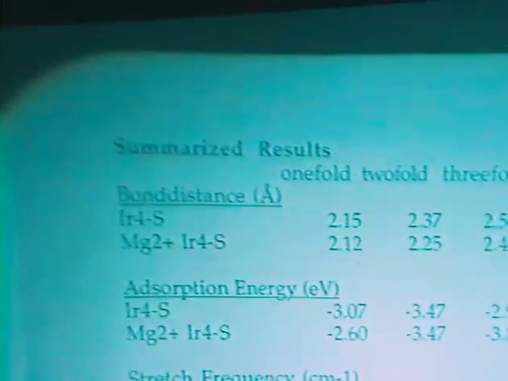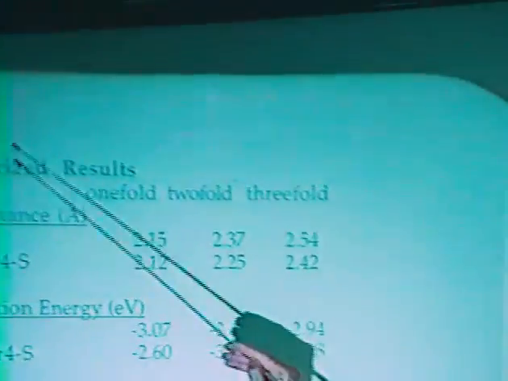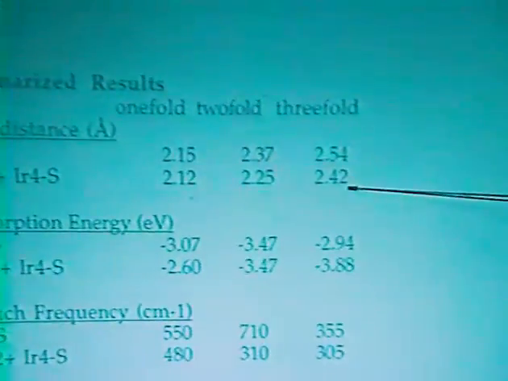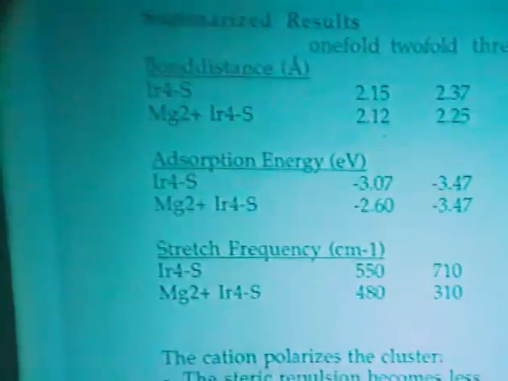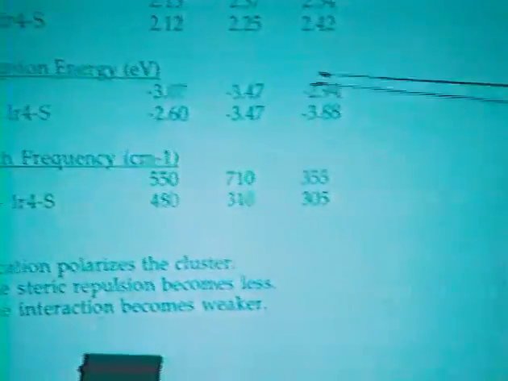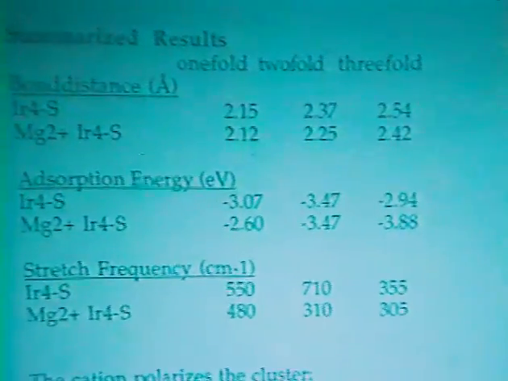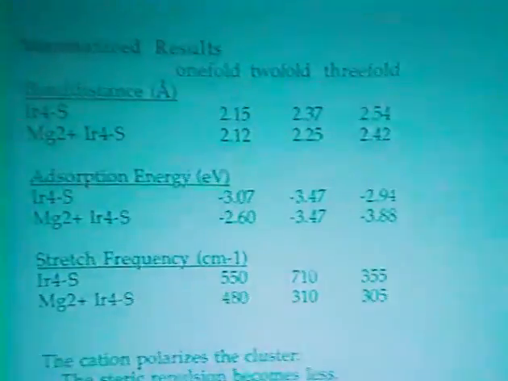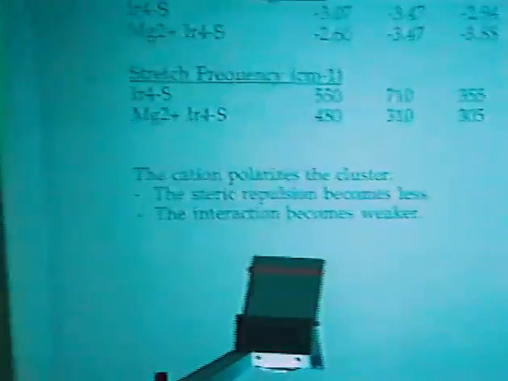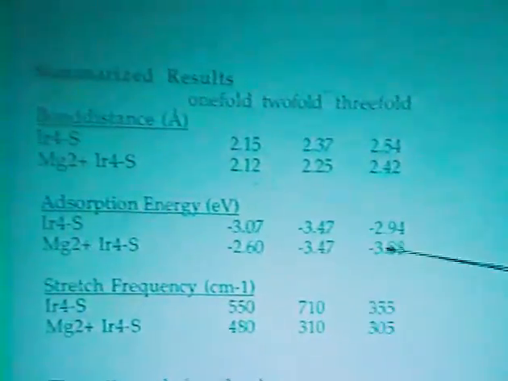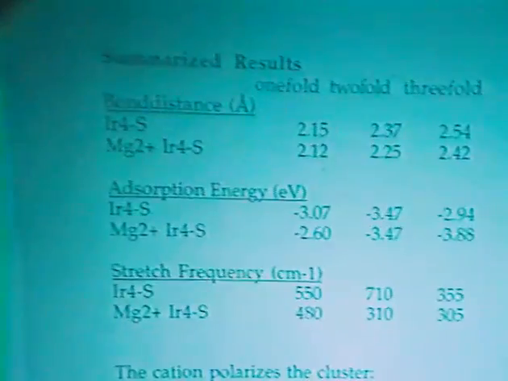These are the absorption energies of sulfur on an iridium 4 cluster without magnesium. And these are the results with the presence of magnesium. Let's look at the absorption energy first. The first thing you see is that absorption turns out to be very favorable in the two-fold position because it's the lowest energy. That's one conclusion to take. And if you introduce magnesium, it's totally different, because the one-fold position becomes less favorable and the three-fold position becomes very favorable.